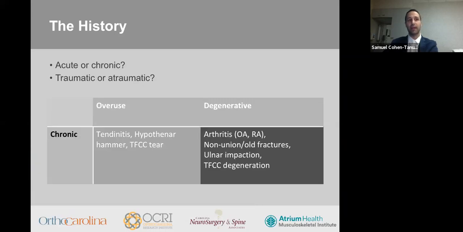And then in the chronic category, overuse and degenerative, I think makes sense. Chronic degenerative can actually be a form of chronic traumatic, but the patient might not really remember the antecedent trauma. But you can have arthritis, both osteo or rheumatoid or inflammatory arthritides, non-union and old fractures, ulnar impaction and TFCC degeneration would be examples as well.